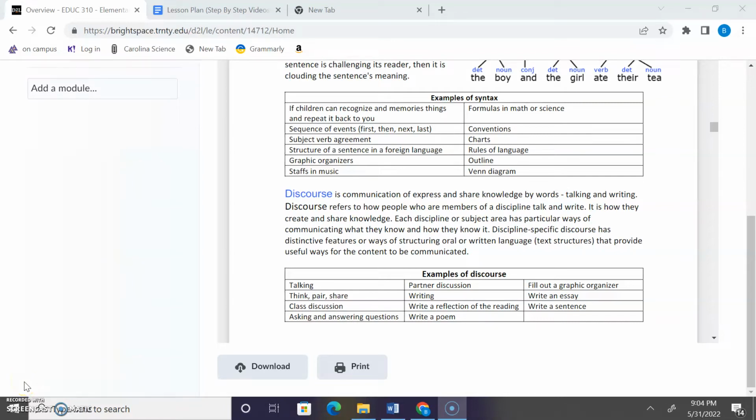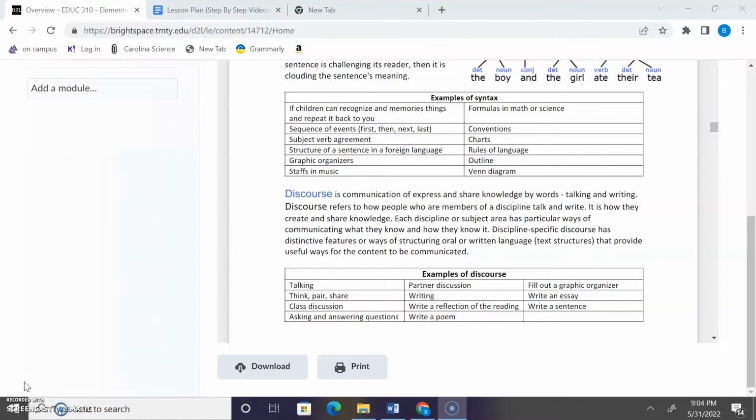So the next section of your lesson plan is the language syntax or discourse, which is the language support. Now, in your template, it says syntax or discourse. Many of you are writing the syntax and the discourse, and you need to just choose one. So which one is going to support your key learning objective or your learning outcome?